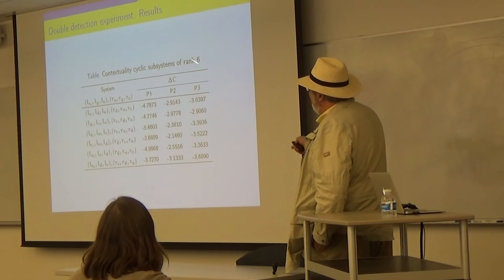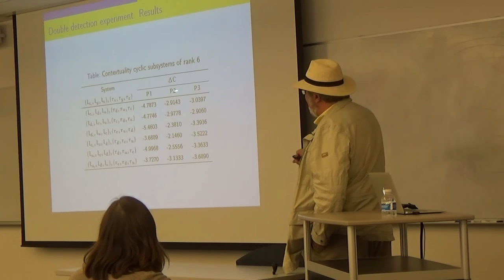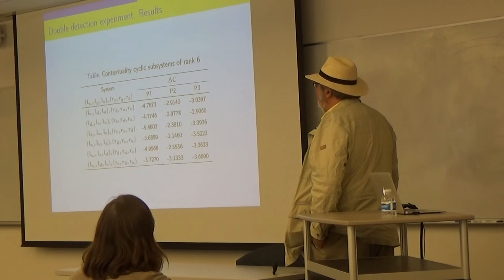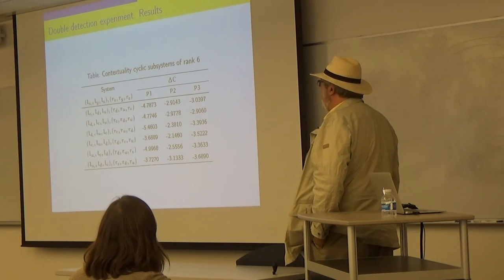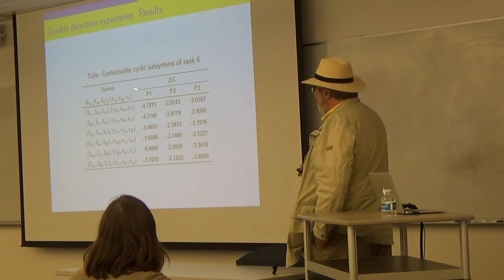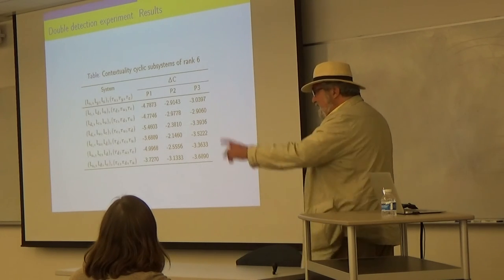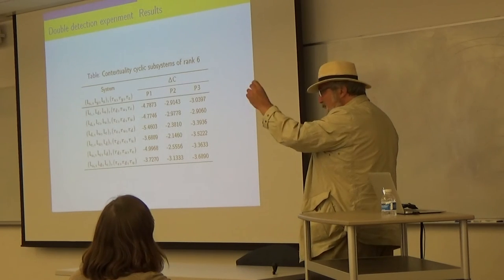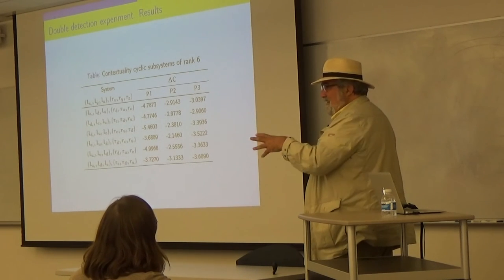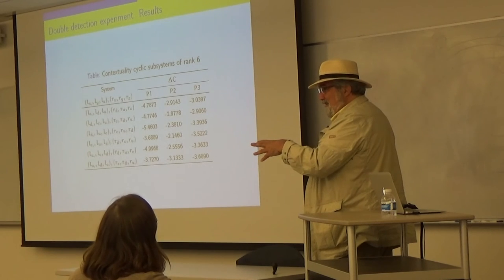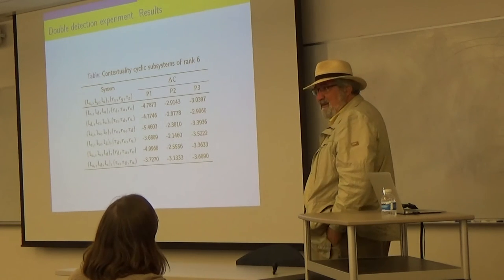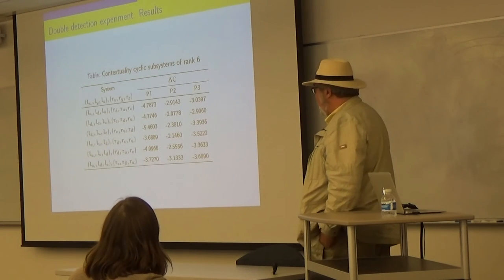So this is the result of the contextuality analysis of all possible cyclic subsystems of rank 6 that we could extract from this experiment. These are three different observers in the experiment. And these are the results. Now, these numbers by themselves are not important. What is important is whether they are negative or positive. A positive number would indicate contextuality, and a number less than or equal to zero indicates non-contextuality. So all these numbers are negative. So there is no contextuality in a single one of these systems.